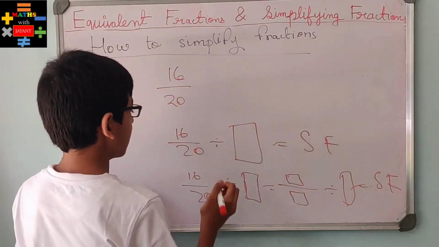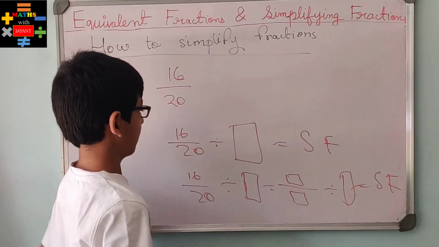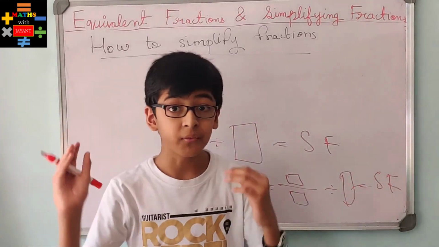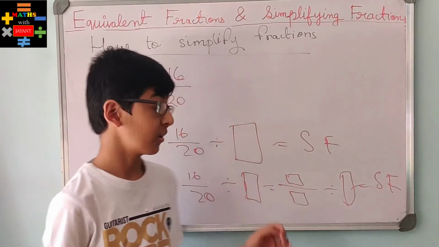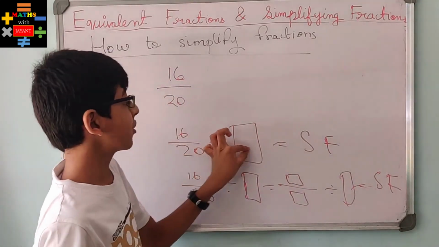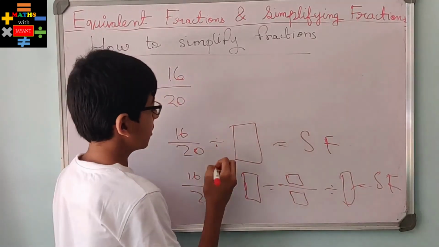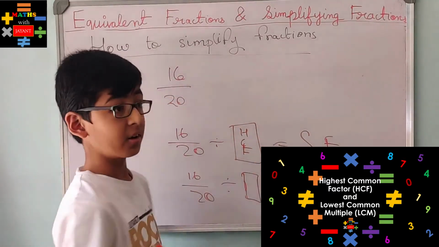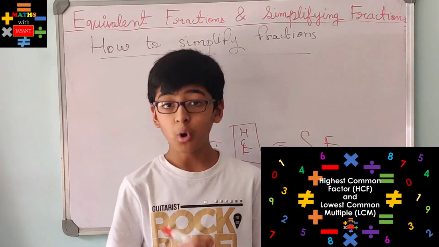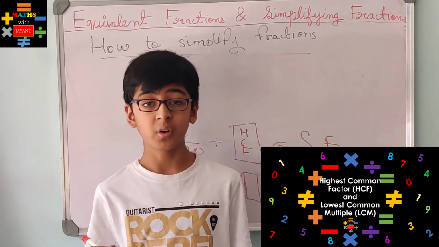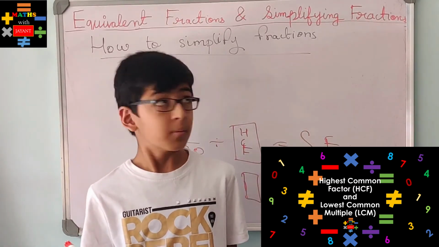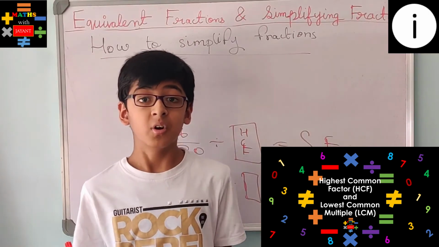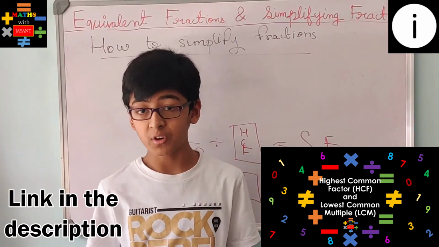So let's start with the method where you just divide by one number and you get the simplified form. Now what should this number be? This number should be the HCF of the numerator and the denominator. If you don't know HCF, you can watch my video on HCF and LCM by clicking on the I icon or by clicking on the link in the description.